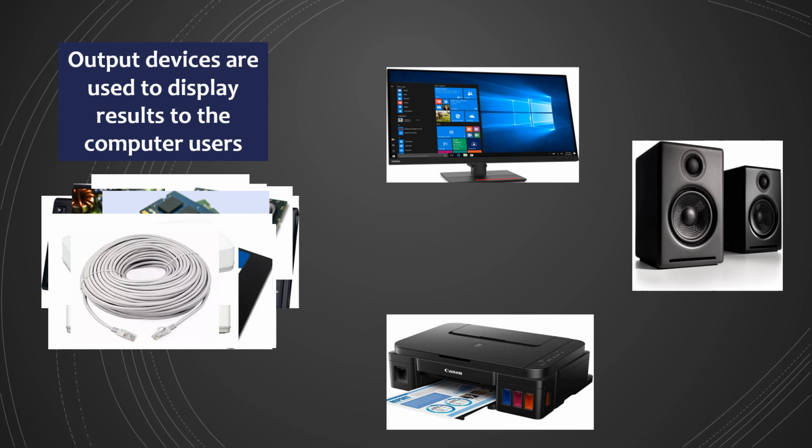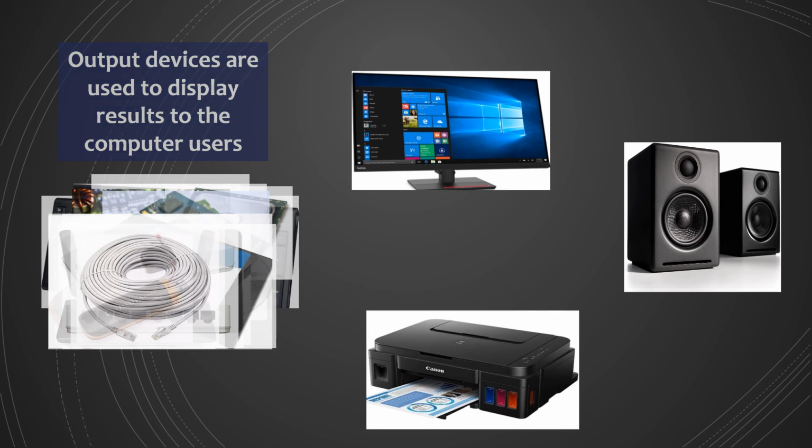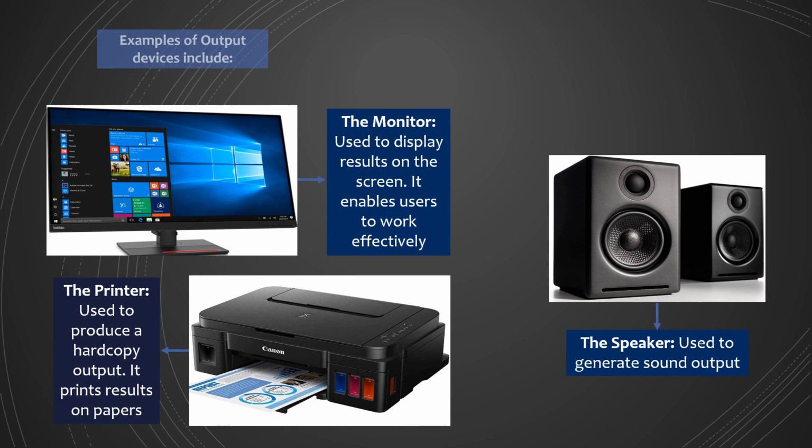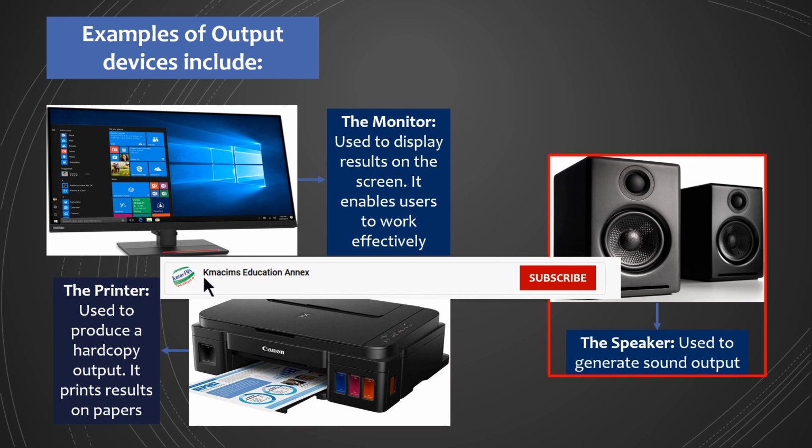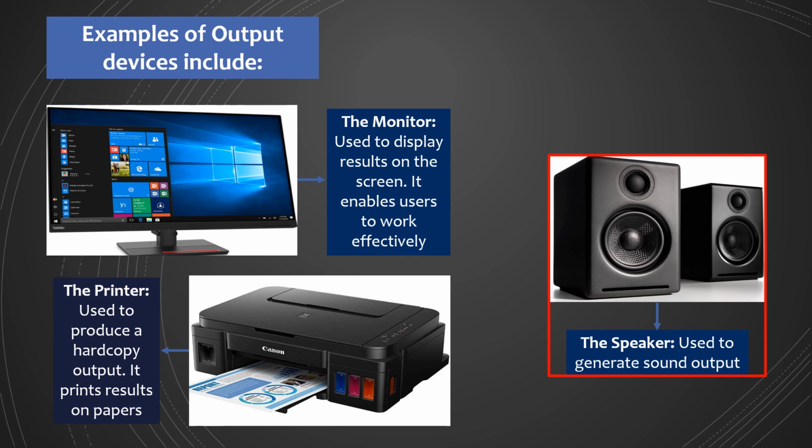Output devices are used to display results to the computer users. Examples of output devices include the monitor, which is used to display results on the screen. It also enables the user to work effectively. The printer, which is used to produce a hard copy output. It prints results on papers. The speaker, which is used to generate sound from the computer for the users to hear.